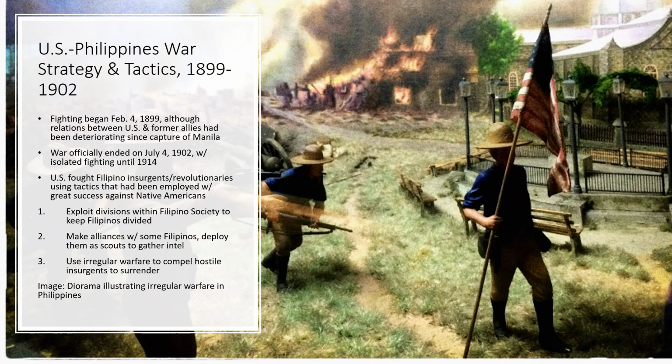The war will continue until July 4th, 1902, but there are going to be some isolated pockets of fighting really as late as 1914. The Philippines has over 7,000 islands. There are many different ethnic groups and religious groups, so it's unsurprising that there's going to be continued fighting even after the main war is over. And the U.S. fought the Filipino insurgents and revolutionaries really successfully, using tactics and strategies that had been employed successfully against Native Americans during the so-called Indian Wars.